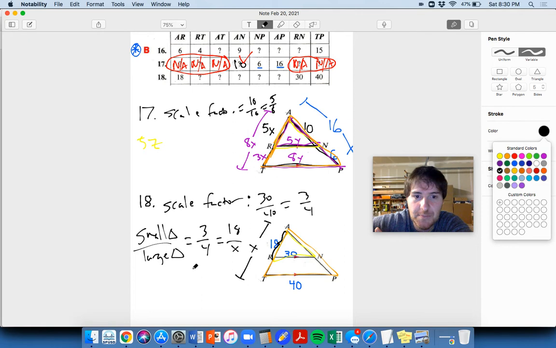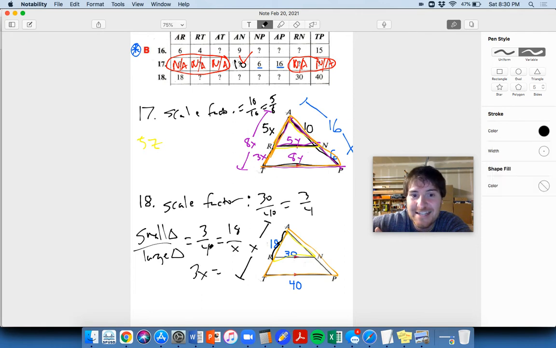Okay, so cross multiply, I get 3X equals 18 times 4. Well, 18 times 4, we can do that in a calculator, or maybe in our heads. 72. Okay, divide both sides by 3. 3 goes into 60 20 times, and then it goes into 12 4 times, so it would be 24, right? Did I do that right? Yeah, 24. Okay, X equals 24 here.